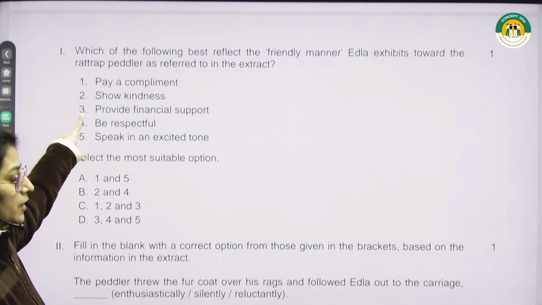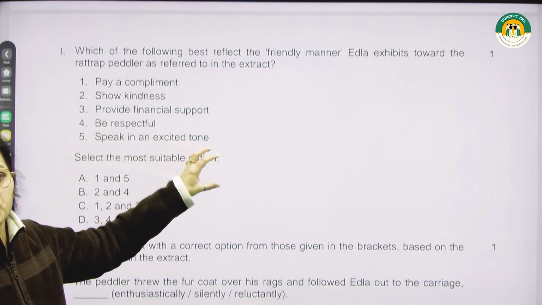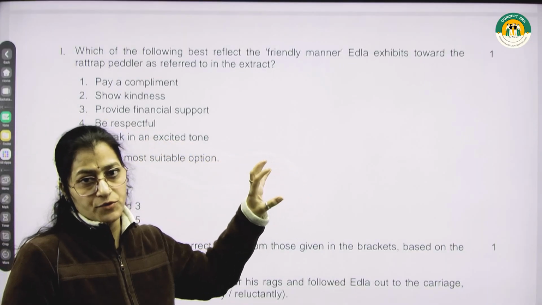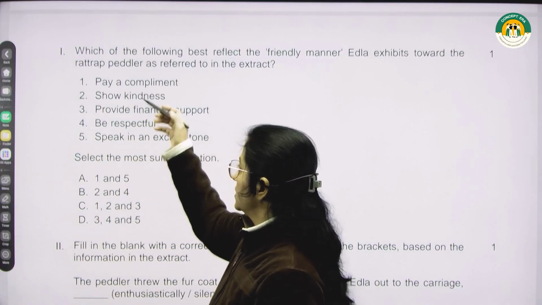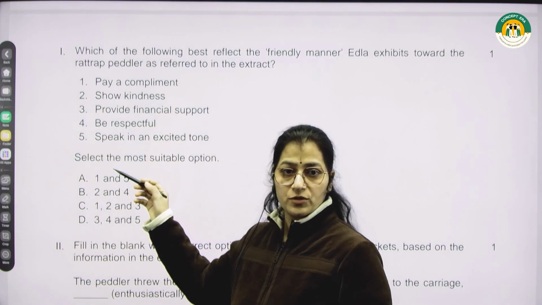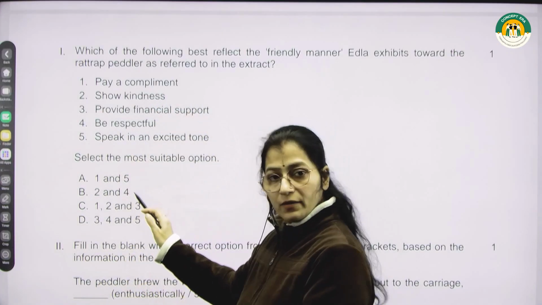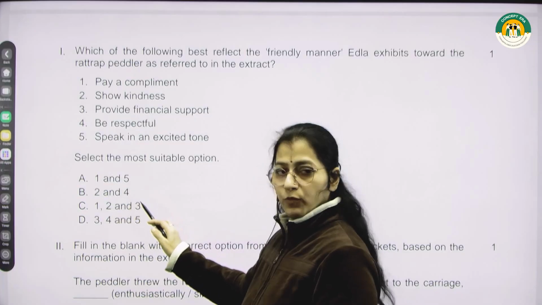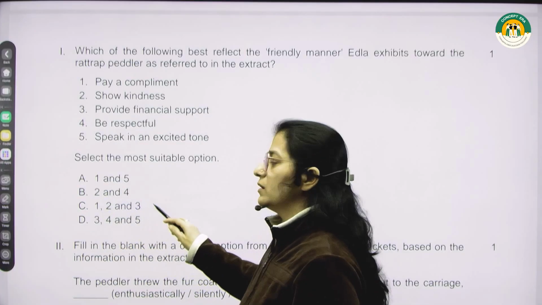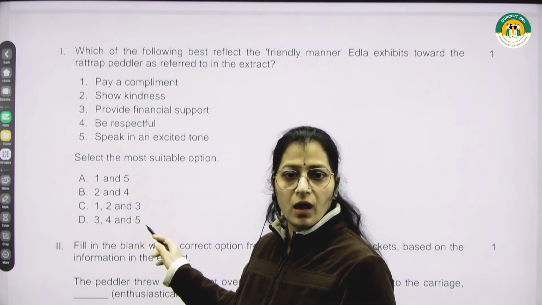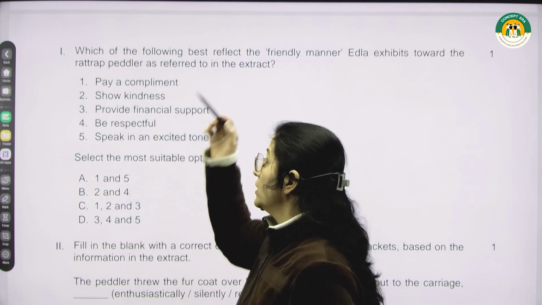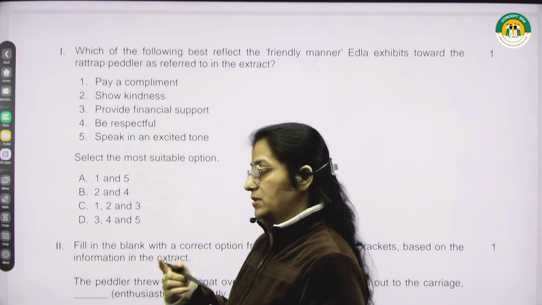So options are given, and you need to find out how many options are correct there. How many options are correct in these 5 options? Out of 5, 1 or 5 is correct, 2 or 4 is correct, and 2, 3, or 1, 2, 3 are correct. Now it's up to you which one you find to be the correct answer.